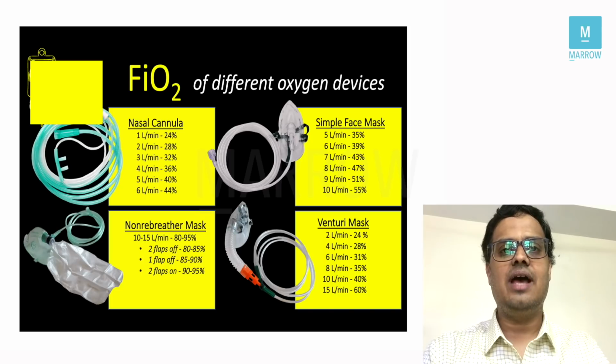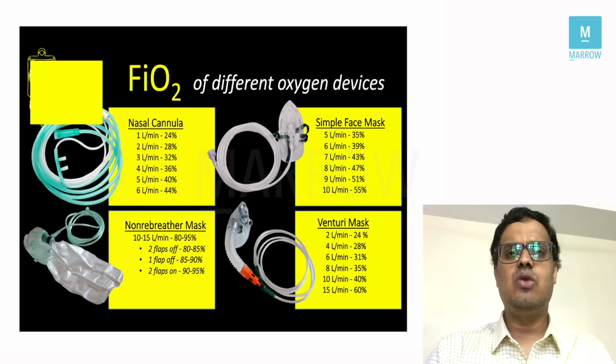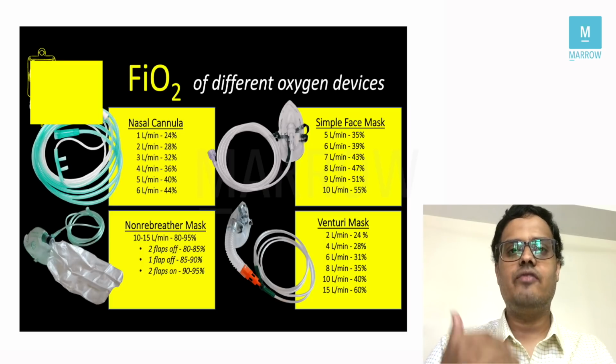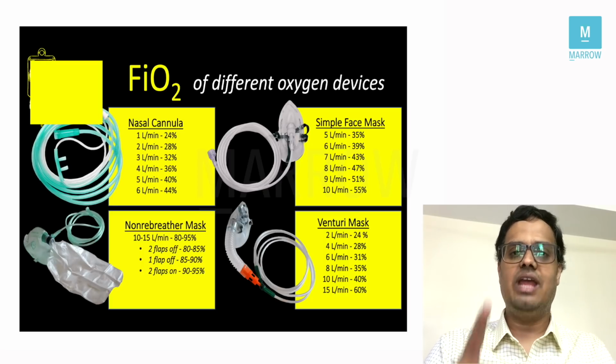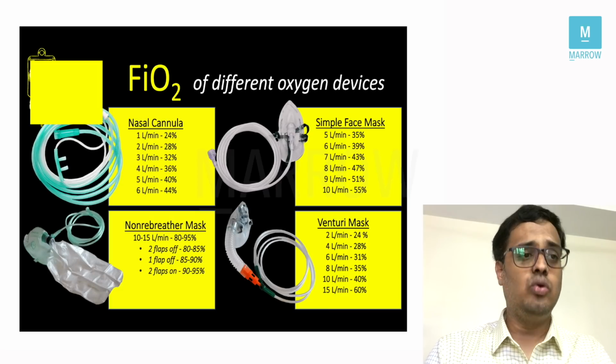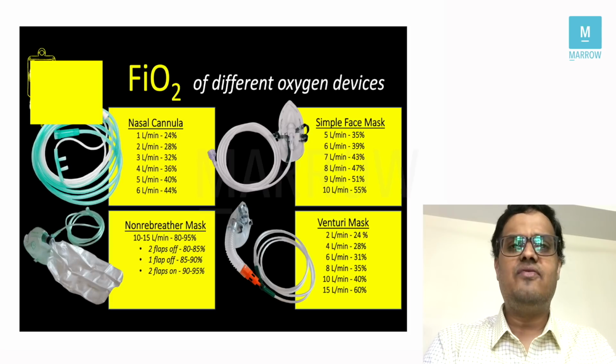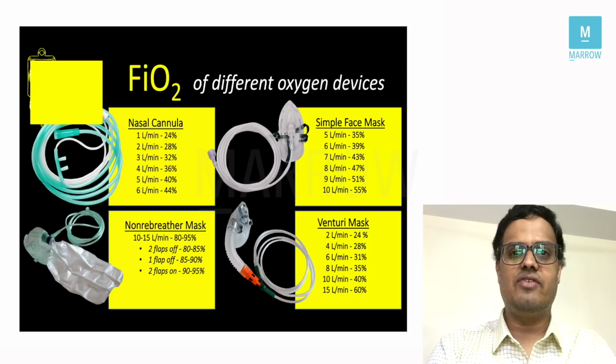Nasal cannula, as I said, 1 to 6 liters per minute. As a general rule, how much does FiO2 increase? For every 1 liter, the increase in FiO2 is 4%. So maximally, usage of the nasal cannula will improve FiO2 from 24 to 44%. The second one is the simple face mask, which we have routinely seen in our casualties.